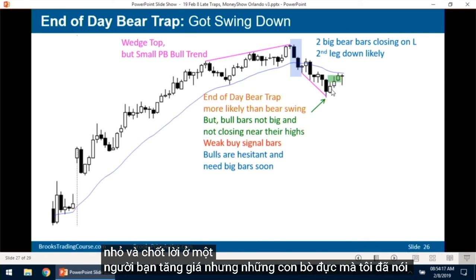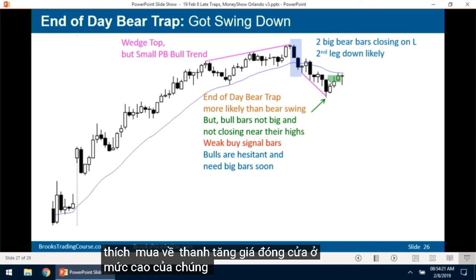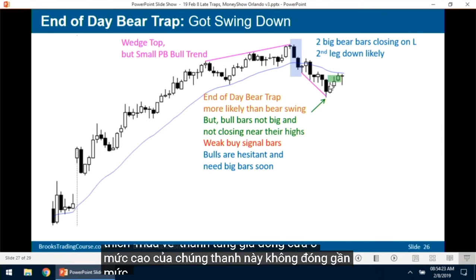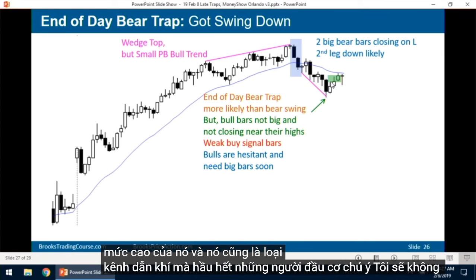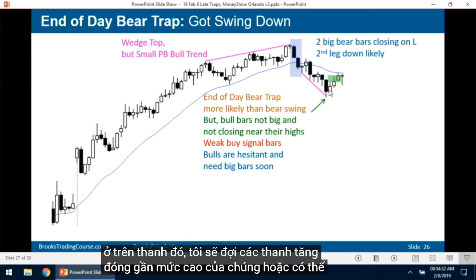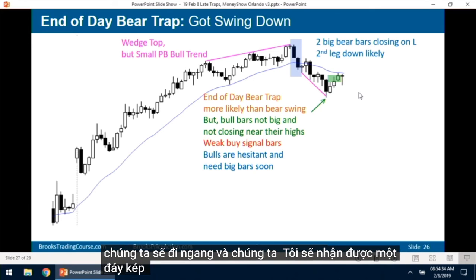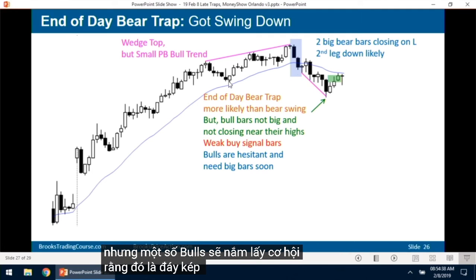But the bulls, as I said earlier, like to buy above bull bars closing near their highs. This bar does not close near its high, and it's also in a tight bear channel. Most bulls, I would not buy above that bar. I would wait for bull bars closing near their highs, or maybe we'll go sideways and we'll get a double bottom. So for me, I would not buy here, but some bulls would, taking a chance that it's a double bottom with this low and that we're going higher.